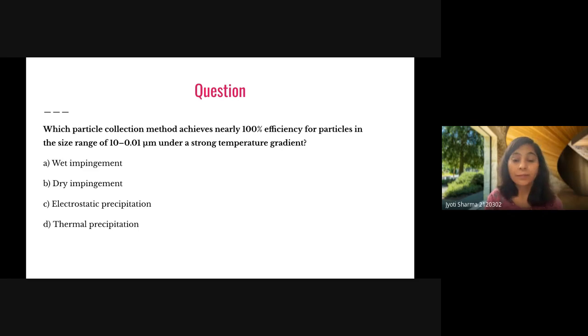Okay, then other methods that we haven't discussed right now to collect the particulate matter are wet impingement, dry impingement, electrostatic precipitation, and thermal precipitation. But which method is achieving nearly 100% efficiency for the particles that have very small size from 10 to 0.01 micrometer, and under a strong temperature gradient? So can you tell me the answer?